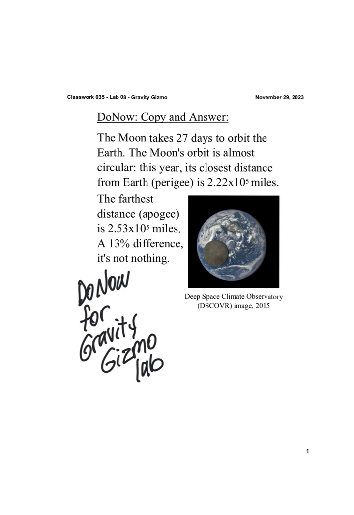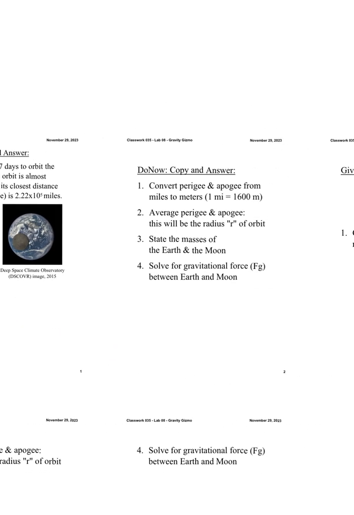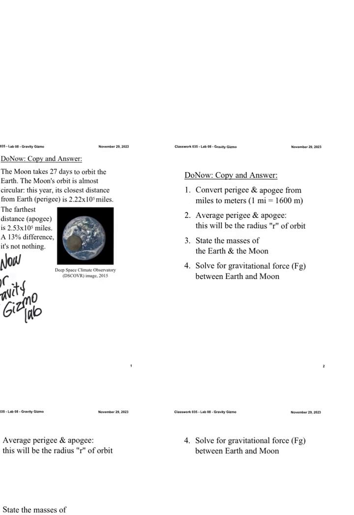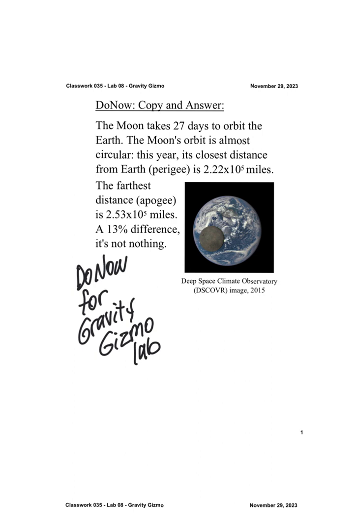So yeah, there we go. This will be the DoNow for the Gravity Gizmo lab. So it's talking about the moon and the earth, and there are some questions about perigee and apogee and stuff like that. So we're going to be taking a look at that in this video. And then, as usual, this being a lab DoNow, the DoNow is designed to help you out for the lab, so to prep you for it. Okay, so let's look at the questions.